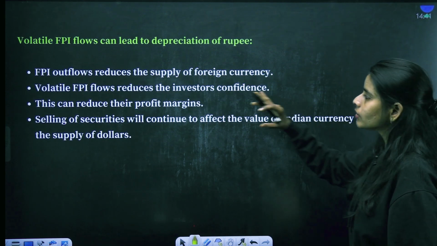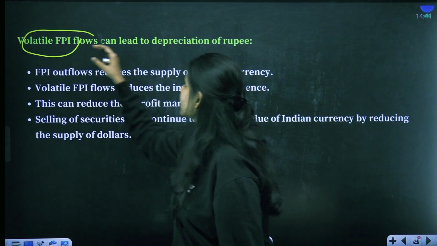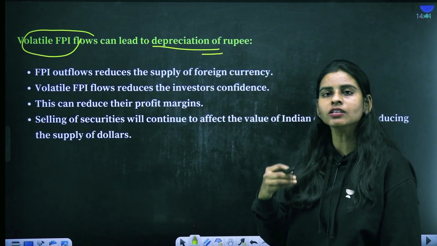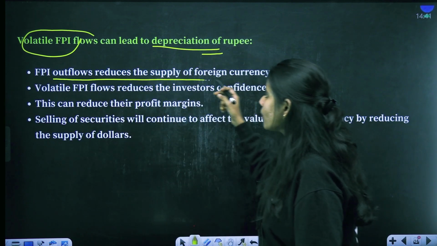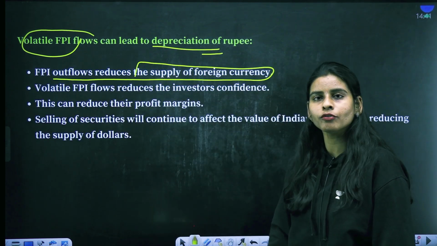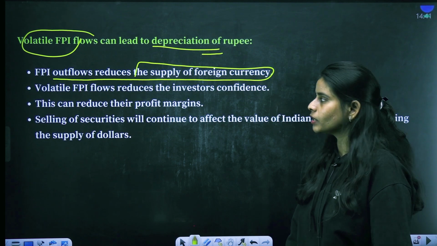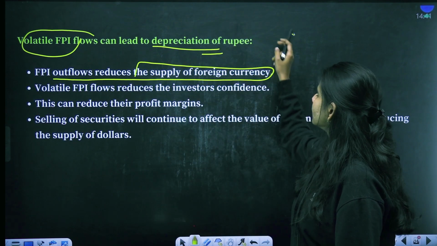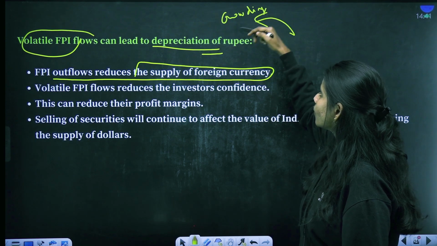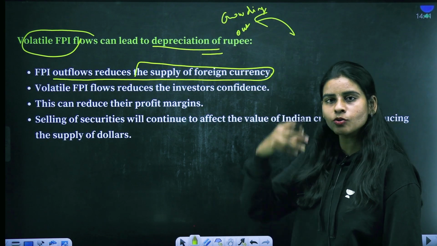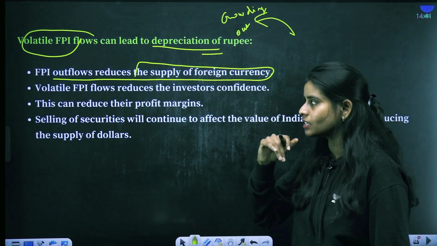Now let's have a look at how volatile FPI flows can lead to depreciation. This is something which is affecting the stability. When FPI outflows actually happen, it reduces the supply of foreign currencies to the economy, right? So this is something like crowding out of investments. We can say this as what? Crowding out of investments. Clear? So basically the supply of dollars is getting decreased here.